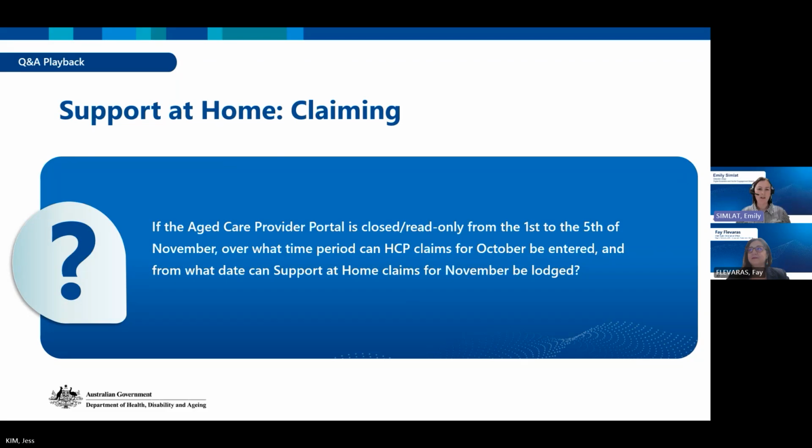Providers must submit their final HCP October claim, and Services Australia must approve the claim before Support at Home claiming can commence on 1 December for services delivered from 1 November. And just to note that providers will not be able to submit any HCP claims during the aged care provider portal closure period from 1 to 5 November.